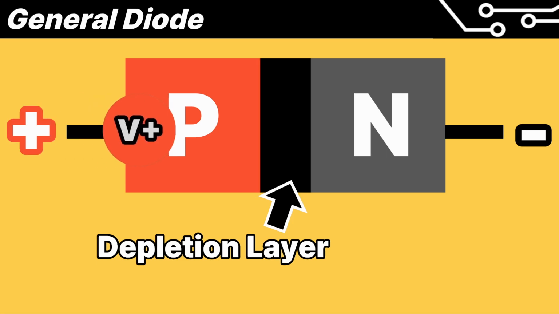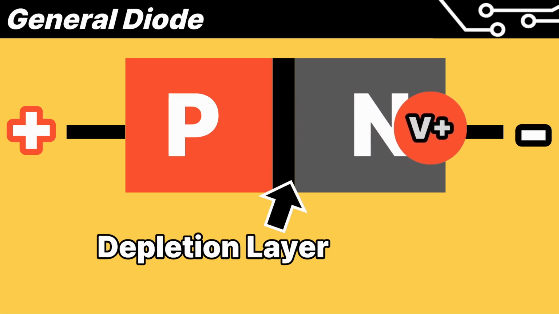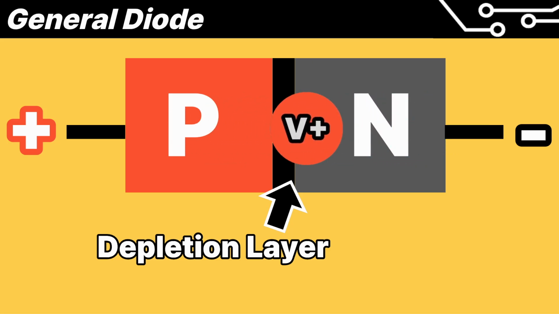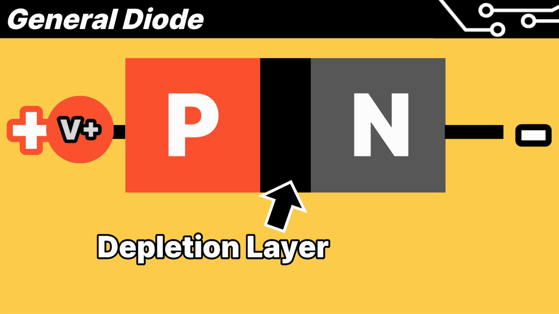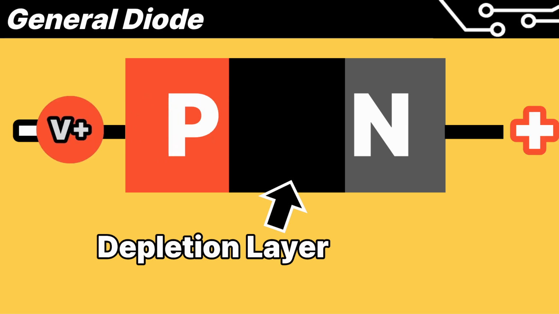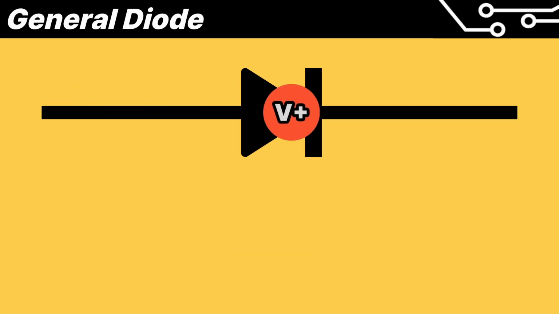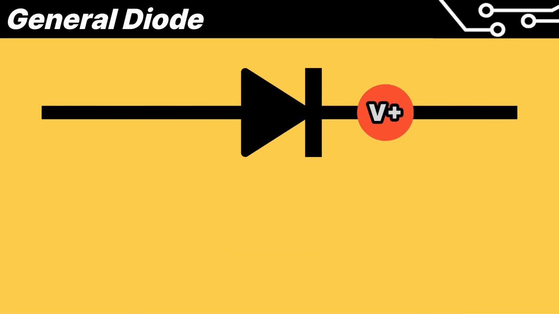When the current flows in the forward direction, the depletion layer between the p-type and n-type narrows, allowing current to flow easily. When current flows in the reverse direction, the depletion layer between the p-type and n-type widens, preventing current from flowing. This is the principle that allows a diode to conduct current in only one direction.